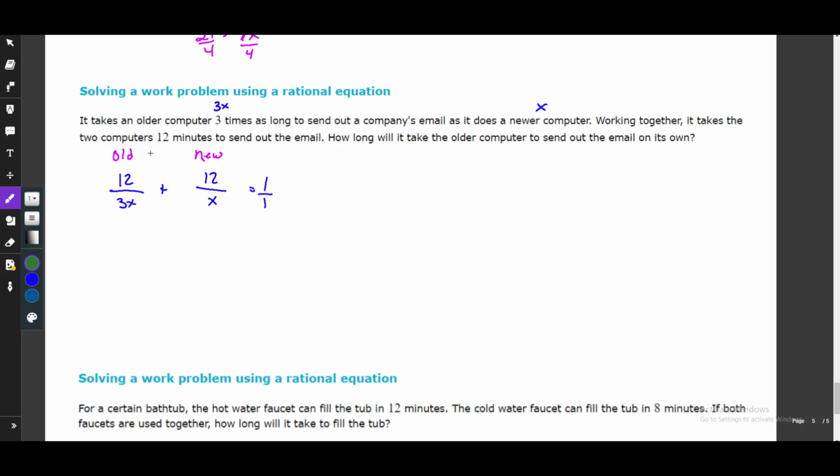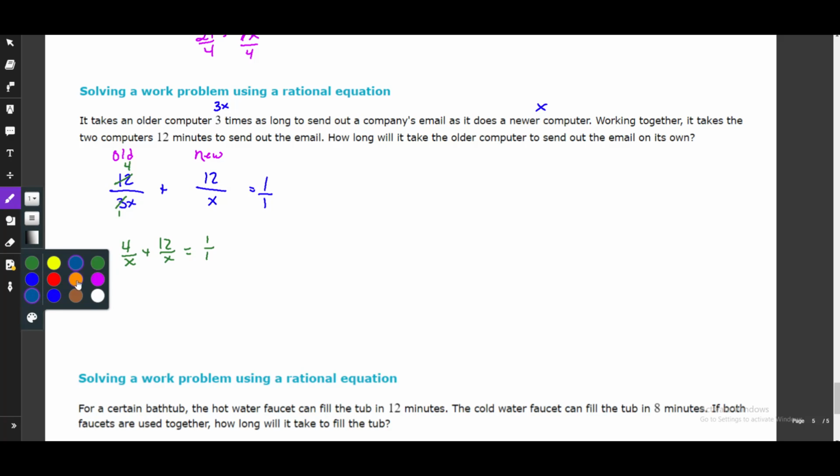It's a good plan. In this case, this first fraction, I can divide everything top and bottom by 3. So 3 goes into 3 once, 3 goes into 12 4 times. So my problem really is 4 over x plus 12 over x equals 1 over 1. Now on the left-hand side, I have a common denominator.